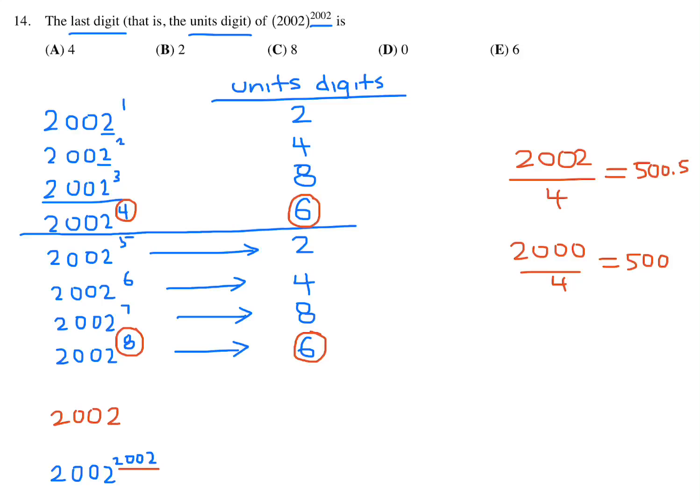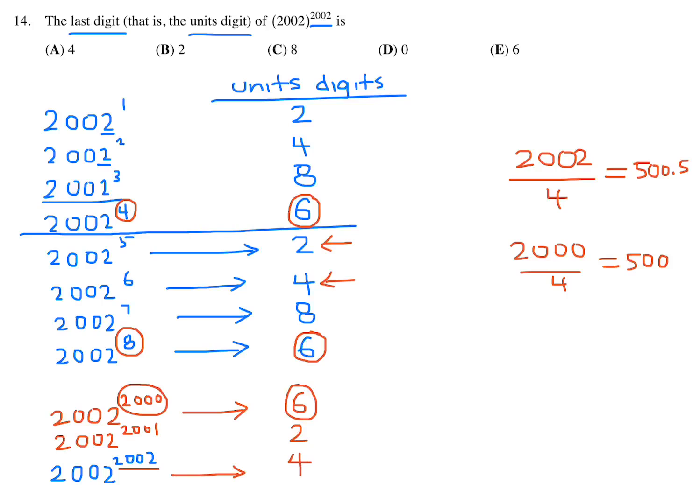So that means that 2002 to the exponent 2000, which is a multiple of 4, will have a units digit of 6, according to our pattern. So therefore, 2002 to the exponent 2001 will have the next number as its units digit. And if you continue following that pattern, 2002 to the exponent 2002 will have a units digit of 4. So number 14, the answer is A.